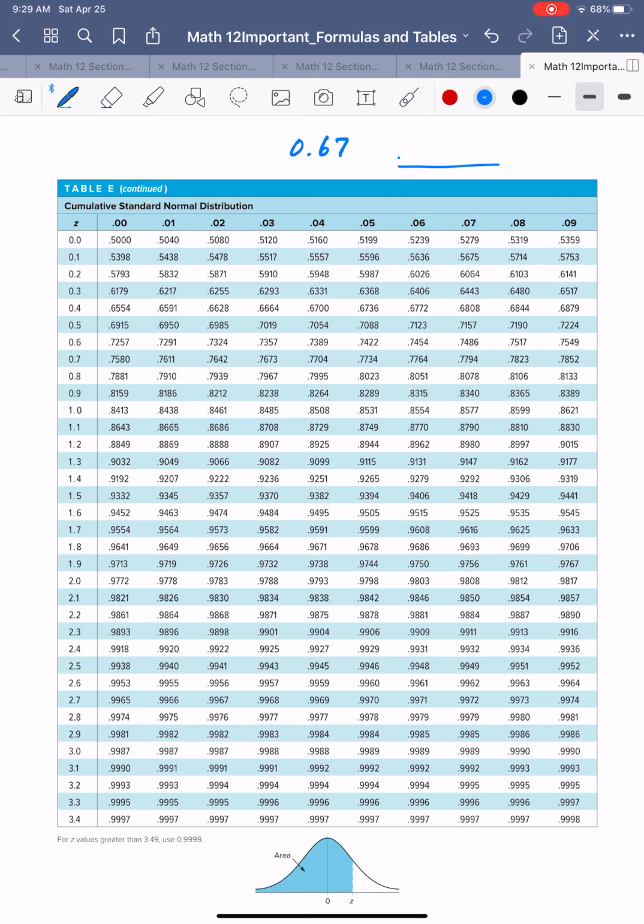Which means we are looking for the area. This is 0 in the middle, 0.67 here. We are looking for the area of this one, but the table actually gives the area on the left, this shaded area. So in order to find the shaded area on the right, we subtract from 1. So I need to find 0.67. So z is 0 right here, point, and then 6, 7. 6 is right here, and then I go to the 7, and I see 0.7486. So that's the number I'm using.